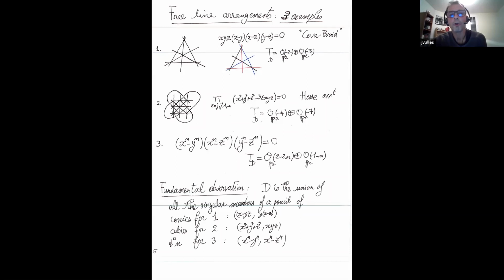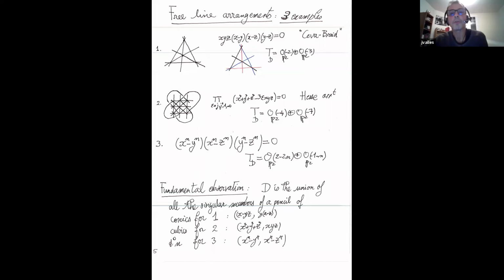the union of all the singular members of a pencil. For instance, a pencil of conics for the first case. If you take the red conic on the picture and the black conic, then in the pencil of these two conics, red and black, you will obtain a third singular member, which is the blue one. In a pencil of conics, you have only 3 singular conics. If you take the union of these 3 singular conics, then it is a free curve, and in this case, a free arrangement of lines.